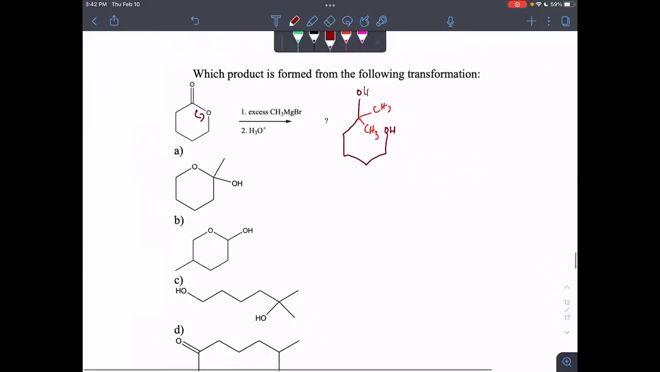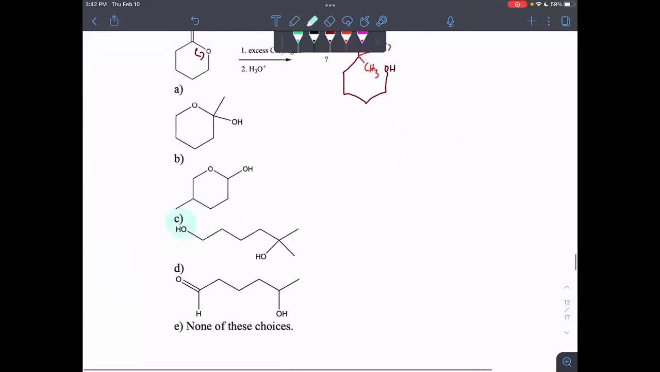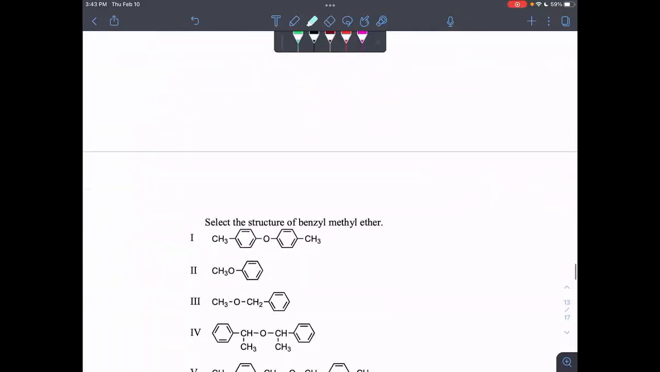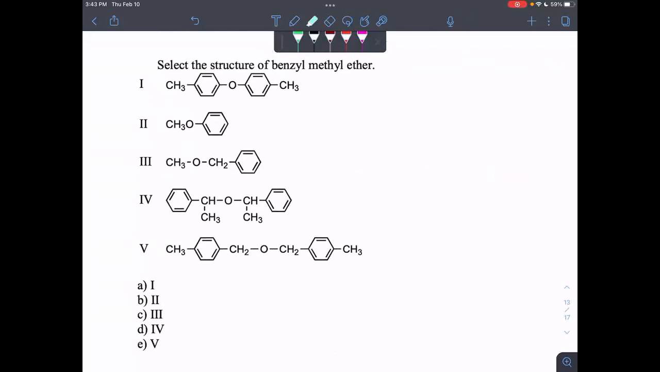So we ended with a tertiary alcohol. And then what answer choice? Yeah. Nice. Okay, benzyl methyl ether. Which one is it? Oh, wait, yeah, you're right. Yeah, because you have the benzene with the carbon in between, and then also the methyl on this side. So yeah.